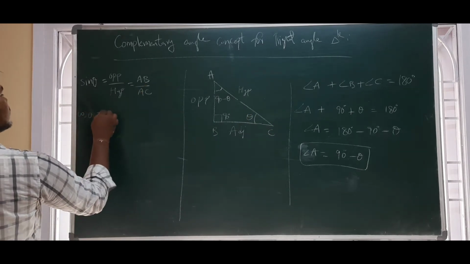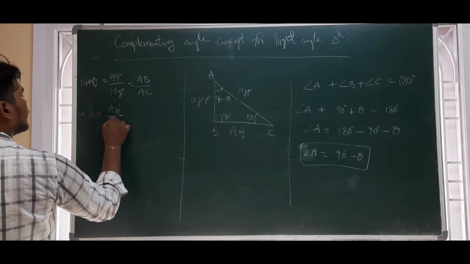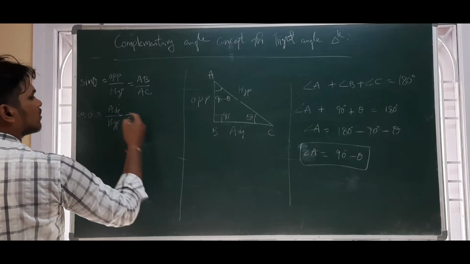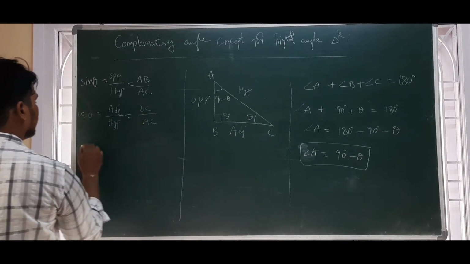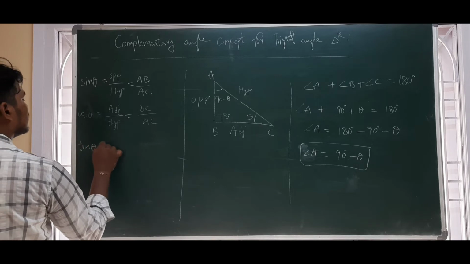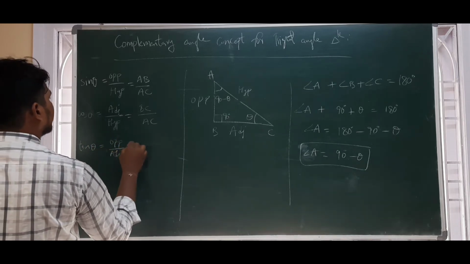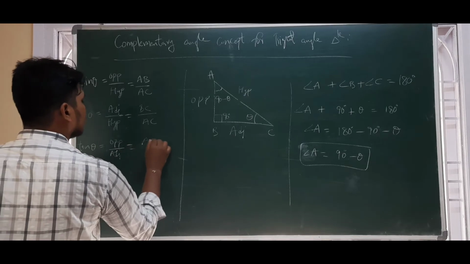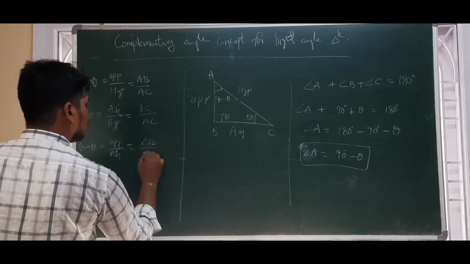Similarly, cos is adjacent side by hypotenuse side. What is the adjacent side? BC. Hypotenuse is AC. Tan is opposite by adjacent side. What is the opposite side? AB. And the adjacent side? BC.